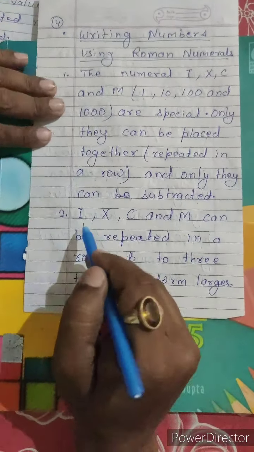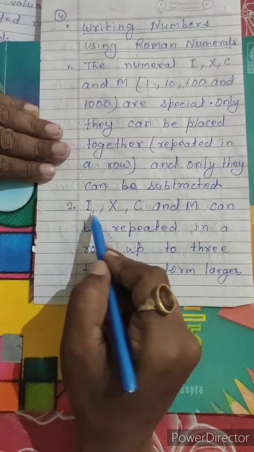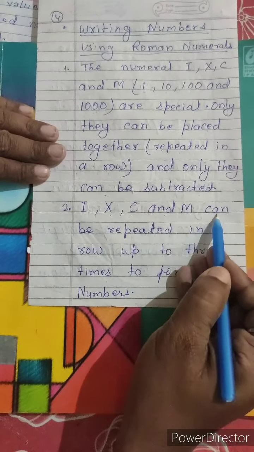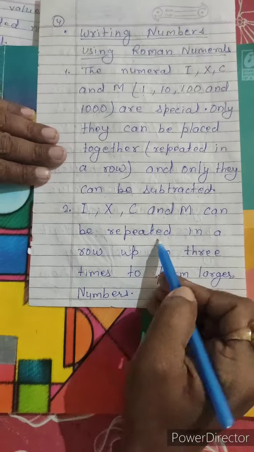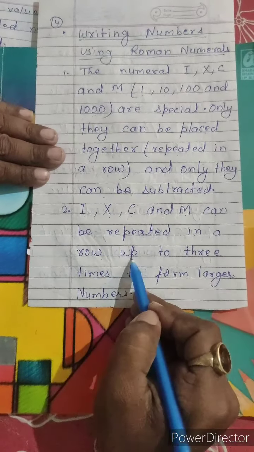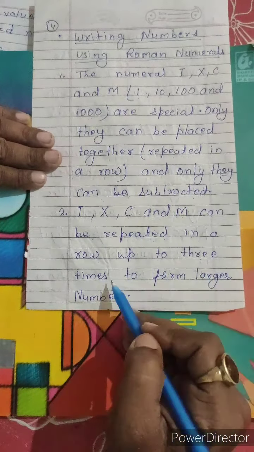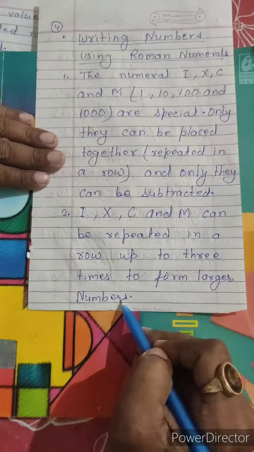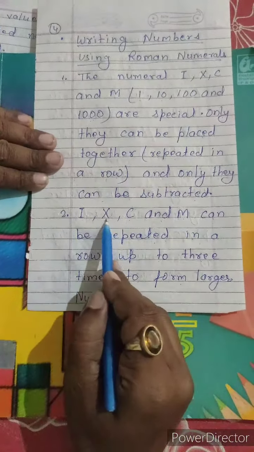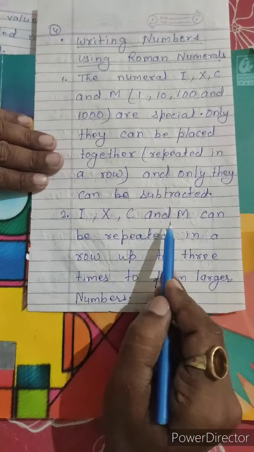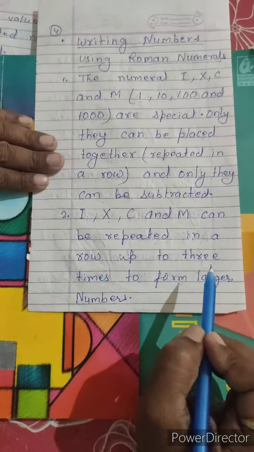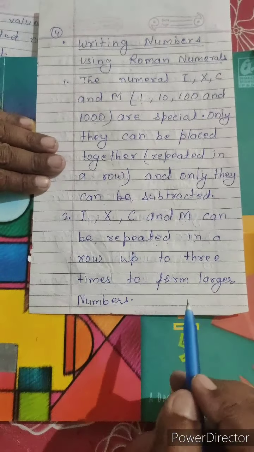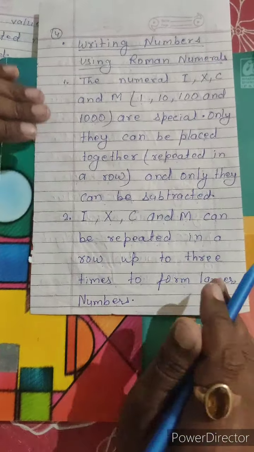This is the first rule. The next rule is I, X, C and M can be repeated in a row up to 3 times to form larger numbers. How many times? 3 times for forming larger numbers.